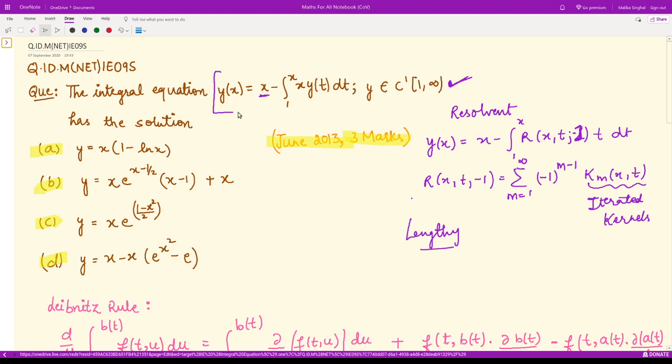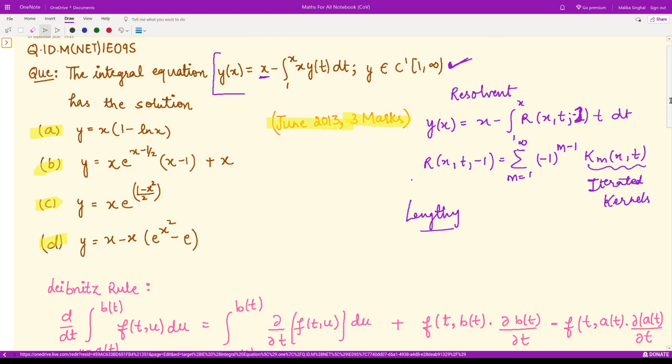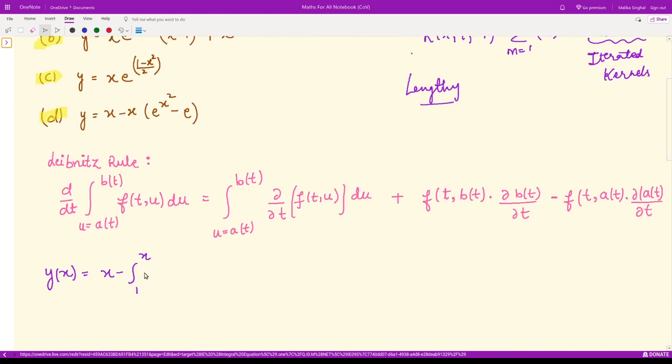So this is the given Volterra equation. We can convert this equation into the corresponding differential equation. Our equation is given to be y of x is equal to x minus the integration from 1 to x of x times y(t) dt. This is our equation. We can differentiate this equation with respect to x. So let us do that.